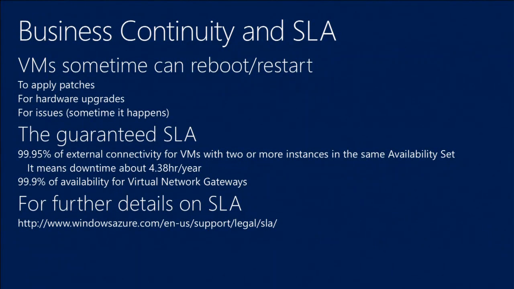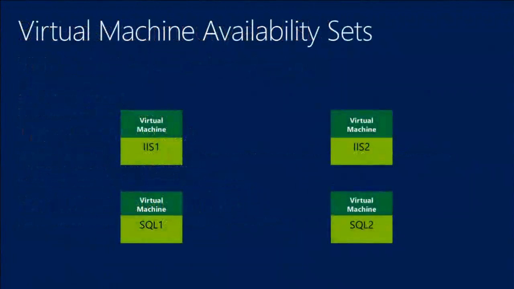For the VPN connectivity, you will have 99.9%, so a 3.9 of availability. You can find more information at the URL shown on the slide.